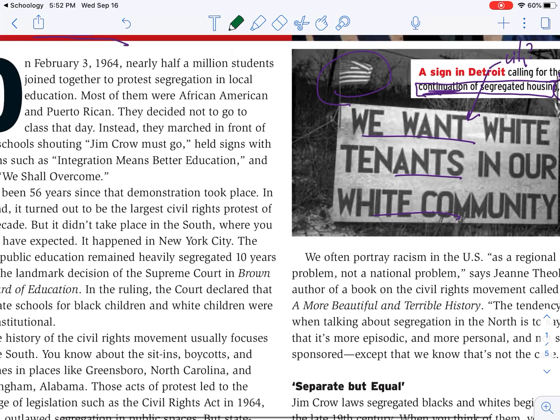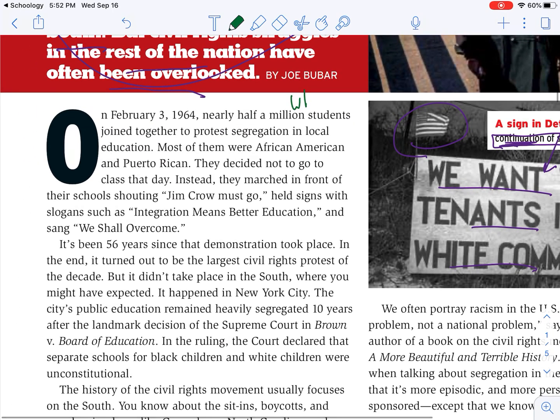Okay, I don't really know where we're talking about right now. Where are we? Most of them were African American and Puerto Rican. They decided not to go to class that day. Instead, they marched in front of their schools shouting, "Jim Crow must go." I do not believe I've ever seen that slogan written out before.